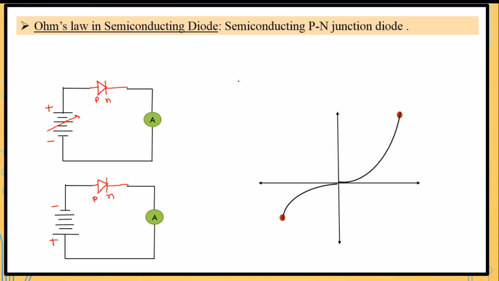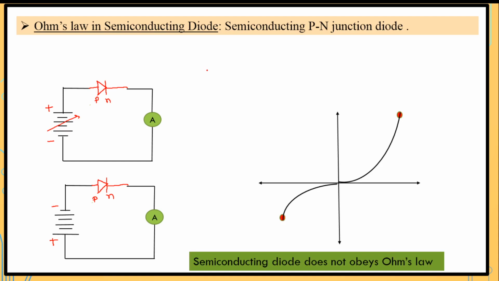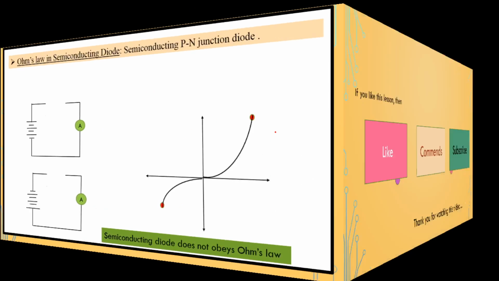So we can say that the semiconducting diode does not obey Ohm's law, the vacuum diode also does not obey Ohm's law, but the resistor obeys Ohm's law, silver obeys Ohm's law, mercury obeys Ohm's law. So we can say that the semiconducting diode does not obey Ohm's law.